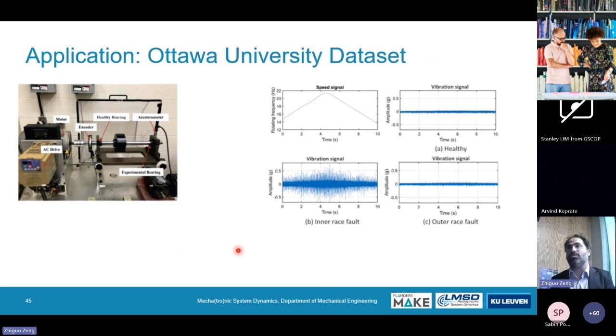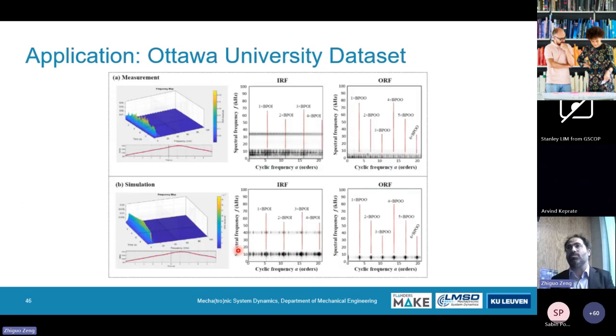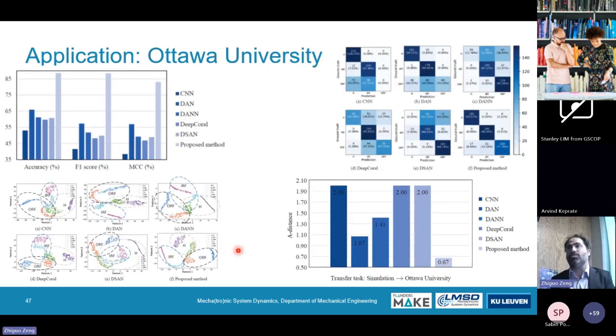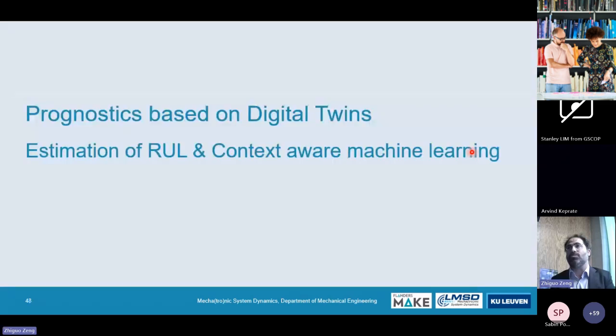And we apply that also on the Ottawa University dataset, where we have again varying operating conditions. We see the measurements and the simulations that they correspond quite well. And then we can apply the same methodology, and we see quite high accuracy and F1 scores, and we see a nice split here in the clustering of the different data: the healthy, the inner race faults and the outer race faults. And we see also the maps where there are still some issues of misclassifications that we are still working on. Then this was for diagnostics.